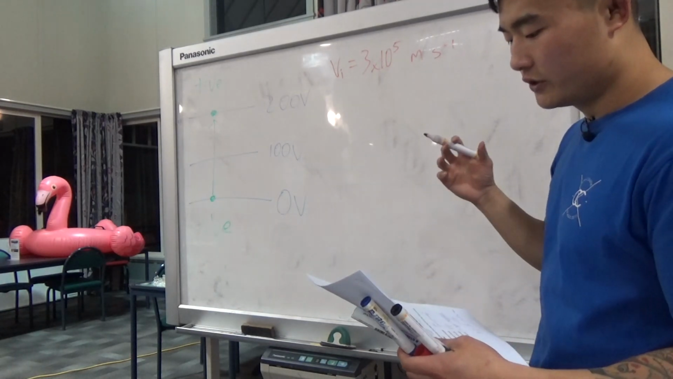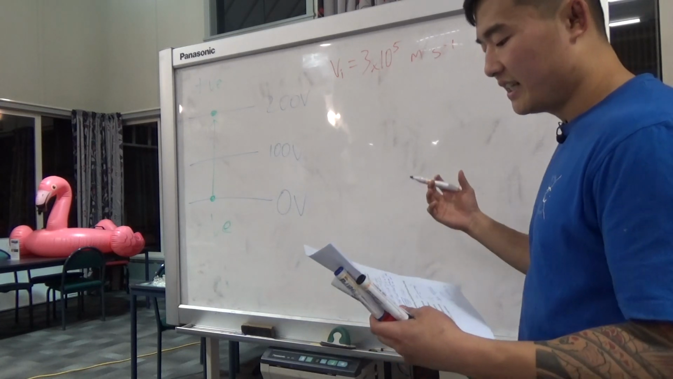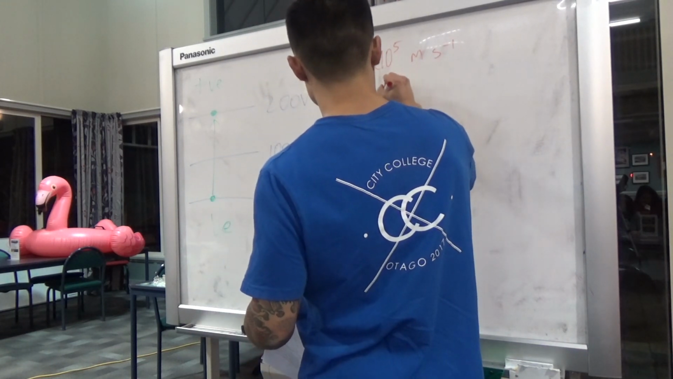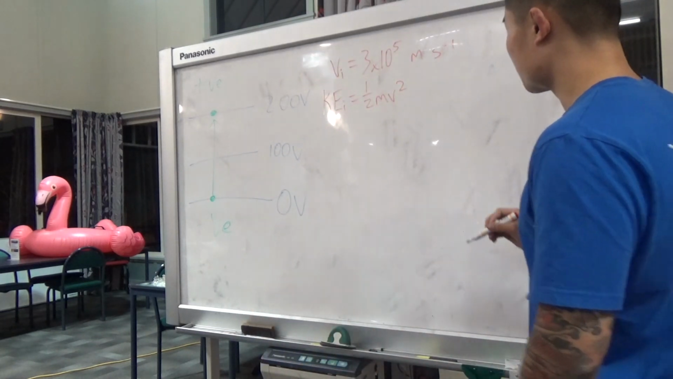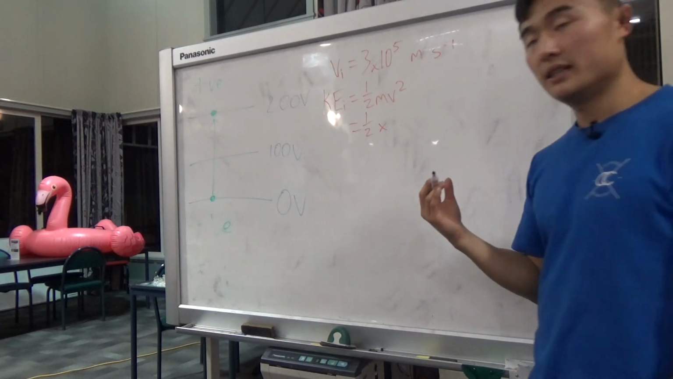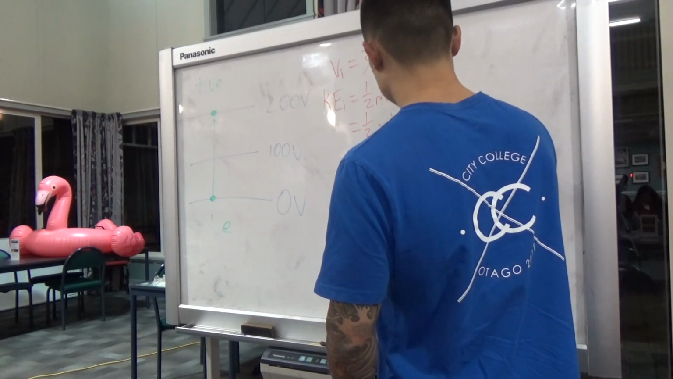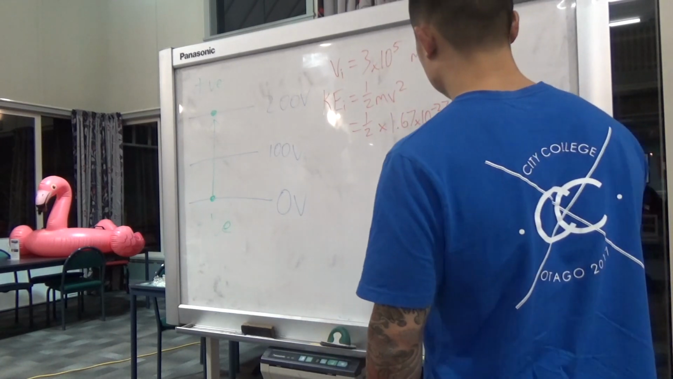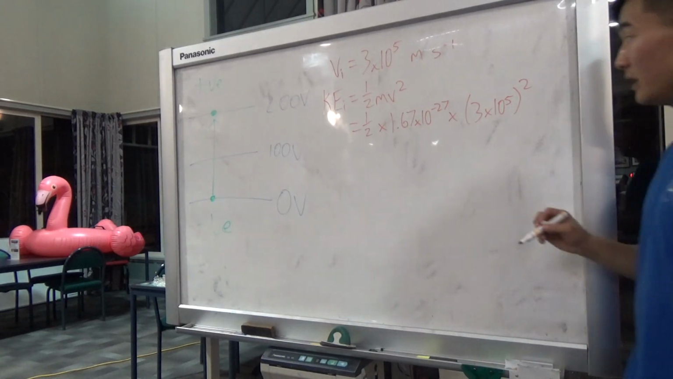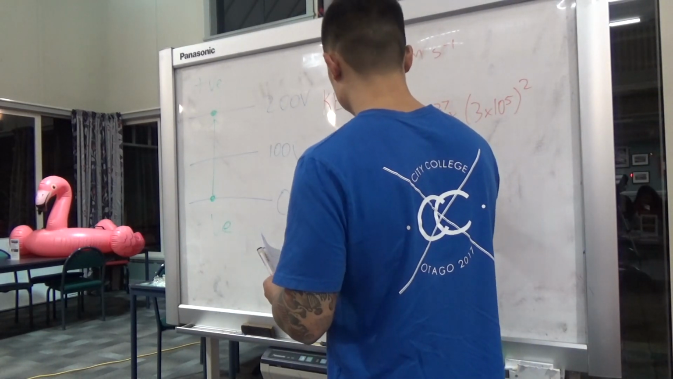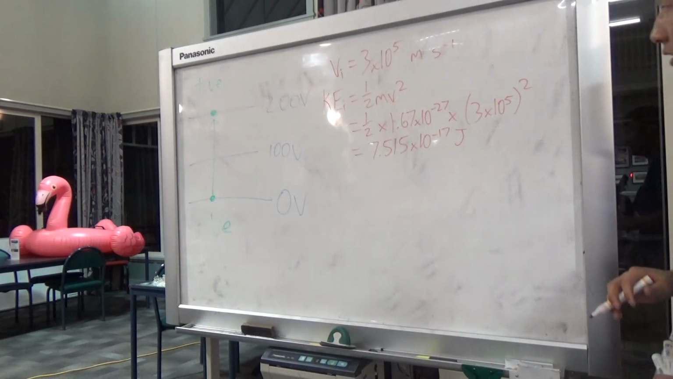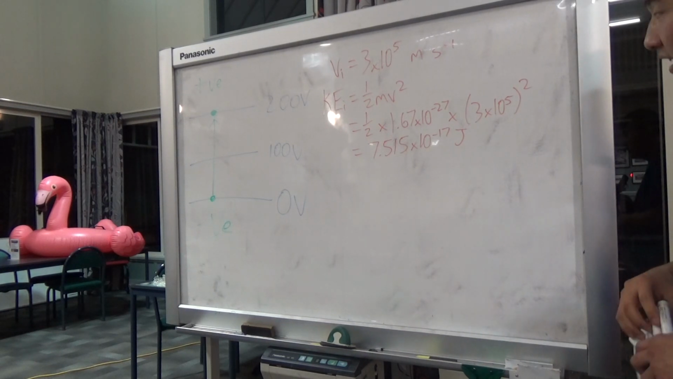So we need to find out, first of all, the initial kinetic energy that this proton had. So the initial kinetic energy will be half times mass times the velocity squared. The mass of a proton is going to be on the front of your formula sheet, and that's 1.67 times 10 to the negative 27. The velocity was 3 times 10 to the 5, squared, and that will give you 7.515 times 10 to the negative 17 joules. So that's your initial kinetic energy.